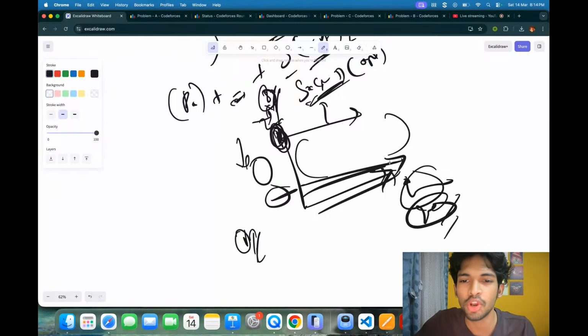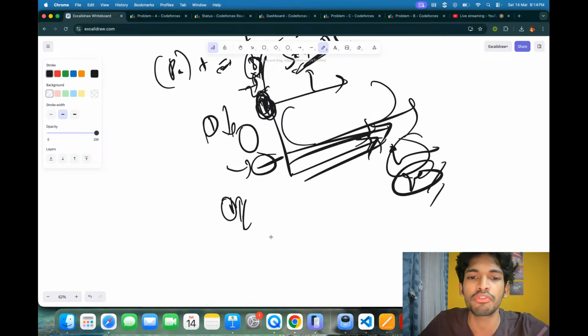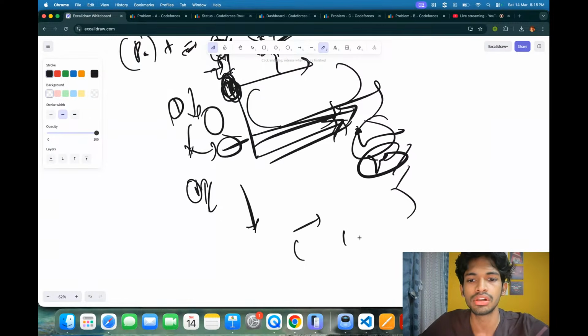And then there is an optimal value. So let's define: start with 1, what's the optimal? Now we have to find start with 1, what's the optimal. There are only two cases. You don't choose it, then what's the answer? Then it's just the next answer. If you choose it, what's the answer?